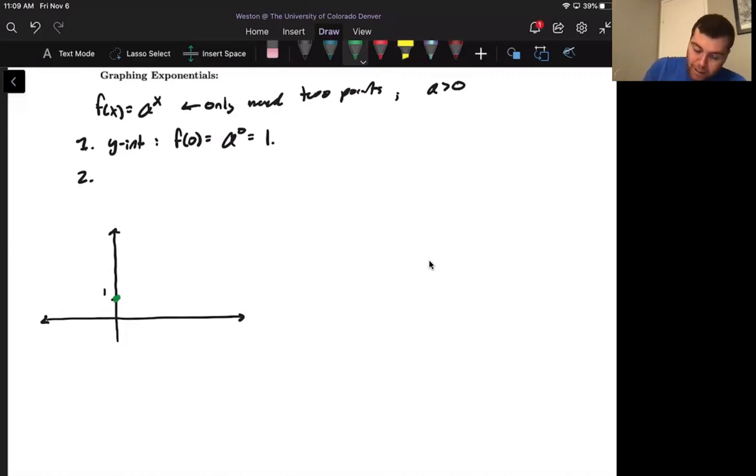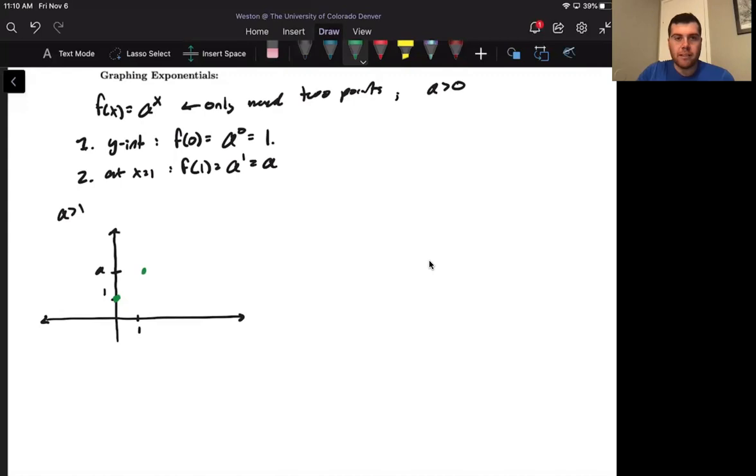The next point we plug in is at x equals 1. The reason we do this is it's just an easy value to calculate. We have f of 1 equals a to the 1, which is a. For this graph, let's say a is greater than 1. So a is some positive number bigger than 1, so at 1, we have a. And I guess we're doing green dots, actually.